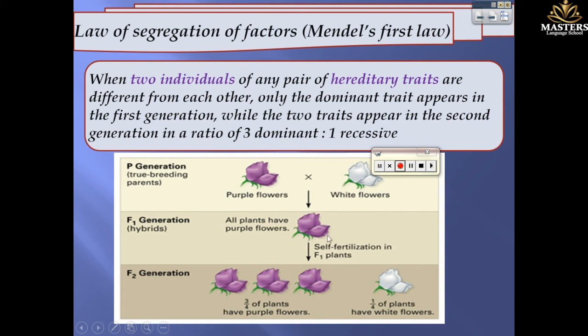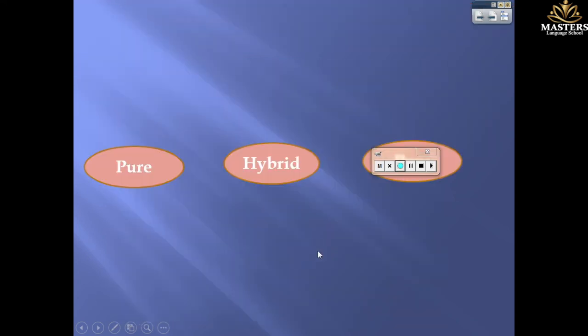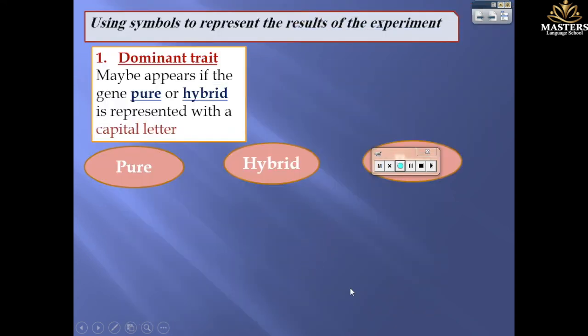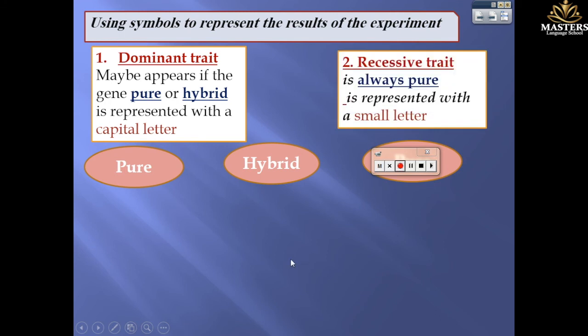Only the dominant trait appears in the first generation, while the two traits, white and purple, appear in the second generation in a ratio of 3 dominant to 1 recessive. Here, the dominant trait is purple color and the recessive trait is white color of flower. 3 dominant to 1 recessive. Let's try to solve some problems on Mendel's first law.